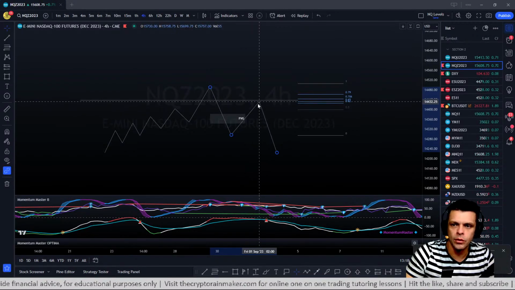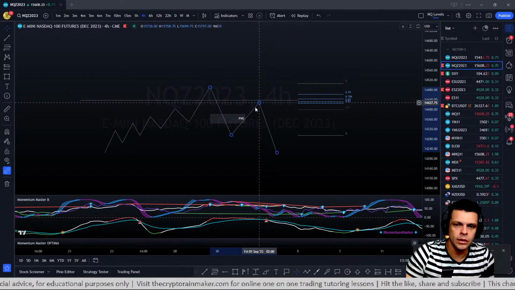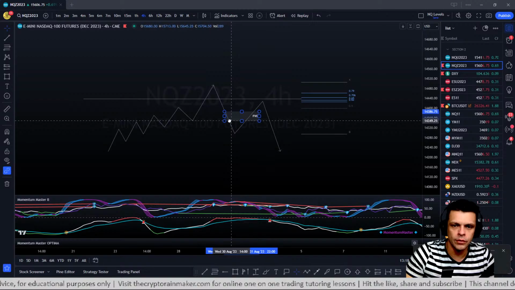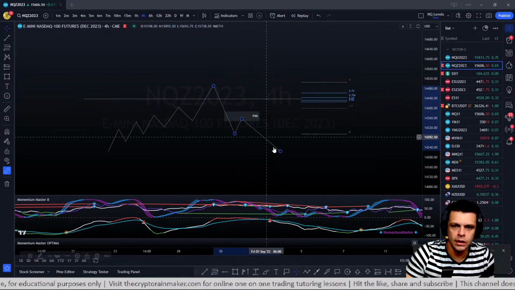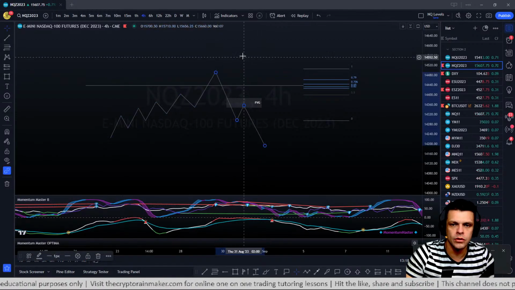Just be mindful, if you put it at the 618 or the OTE level, you might not get an entry. So just keep that in mind. If the fair value gap is here, I don't like entering here because my stop needs to go there, and then it's just too much risk.